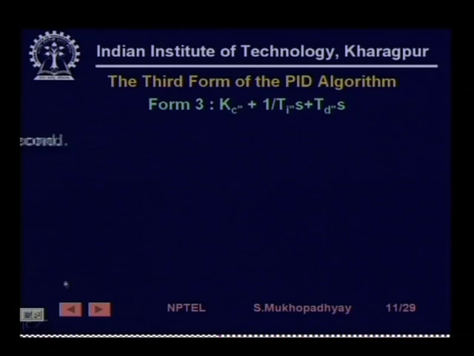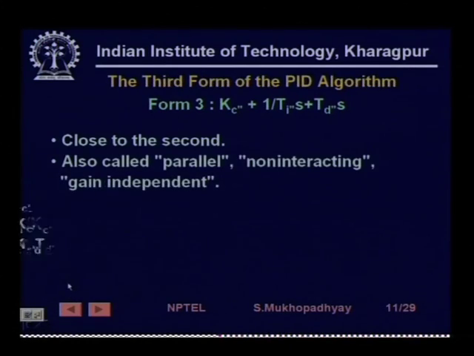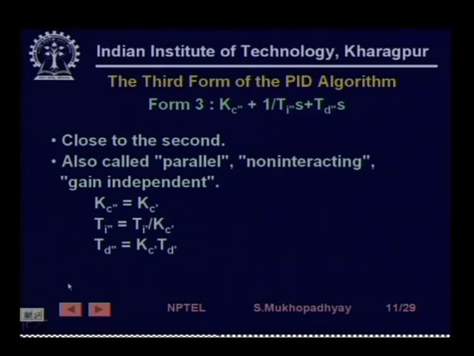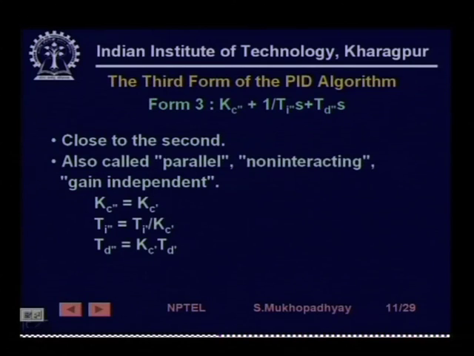If you look at the third form, that's the most quote unquote theoretical form. It is close to the second, but it is completely parallel in the sense that the three coefficients K_C, T_I and T_D are totally decoupled. You can change any one of them without changing the other. So, in that sense it is completely parallel and completely non-interacting, and to stress the fact that even K_C is not interacting, it is sometimes called gain independent, and these are the standard equations which you get. So this is the relationship between the third form and the second form.